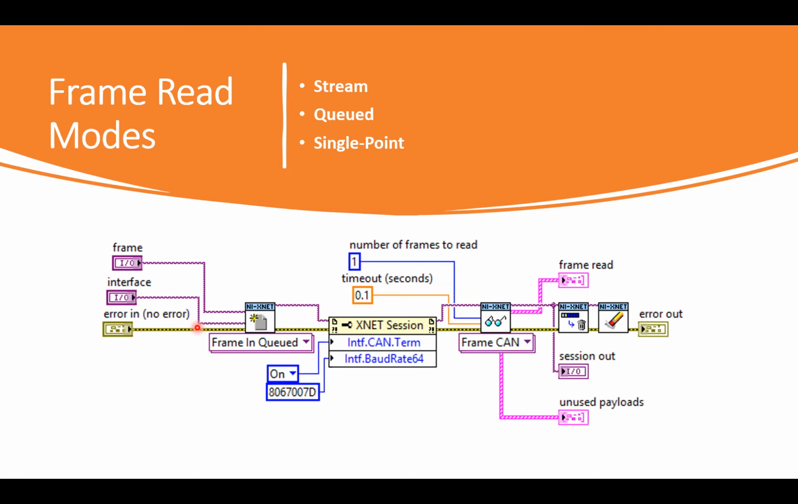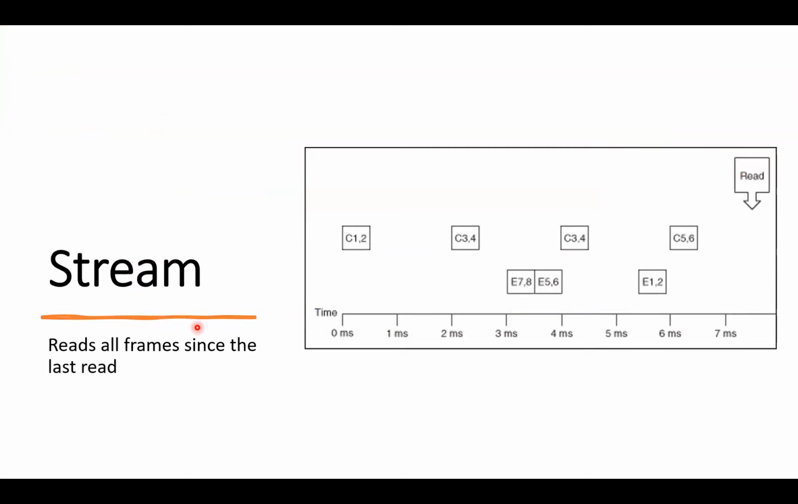Similarly for the CAN read mode, that was for writing and this is for reading. For streaming, it will read all the frames since the last read. So now I'm reading a set of data after some 2-3 seconds. If I try to read, from the last reading to the current reading, whatever frames have been passed on the CAN bus, all the data will be read.